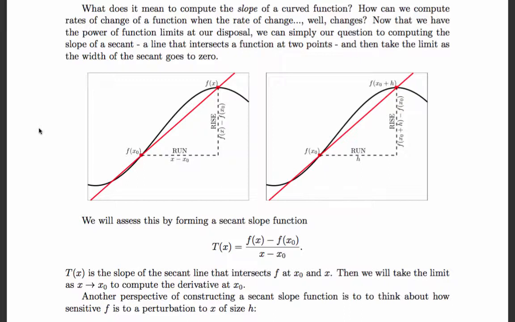Of course, another perspective is to think of this in terms of perturbations. We have an x0, and then we perturb by some value h to f of x0 plus h. So here we have a secant that passes through f at x0 and x0 plus h. And of course we can take the slope of this secant because it's a line, it's just rise over run. And then we could take the limit as the perturbation h goes to 0. Again, when we do those two things, we're doing the exact same thing. We're just looking at it from two different perspectives.